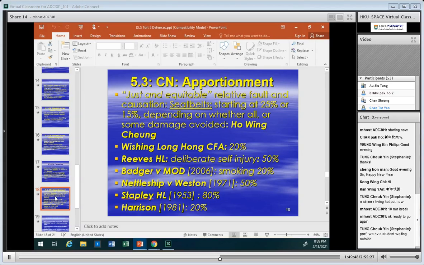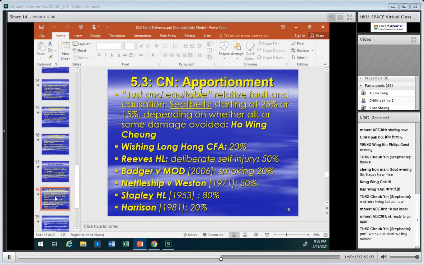Remember Section 21 of LACO. Don't forget the wording of Section 21 of LACO: the damages shall be reduced to such an extent as the court thinks just and equitable, having regard to the claimant's share in the responsibility for the damage. So it's really up to the court to decide what is just and equitable.